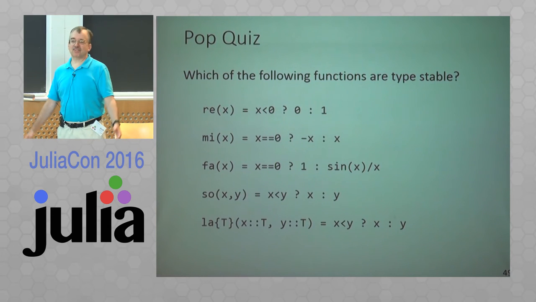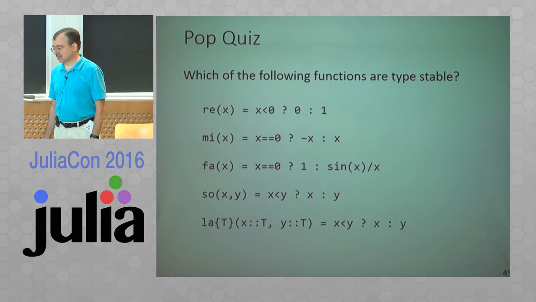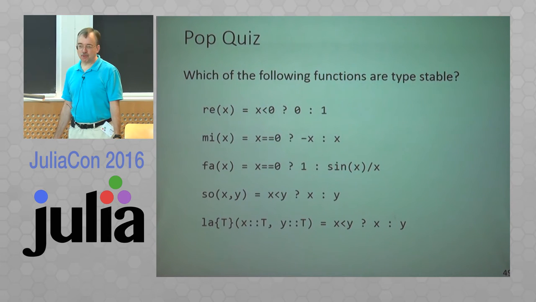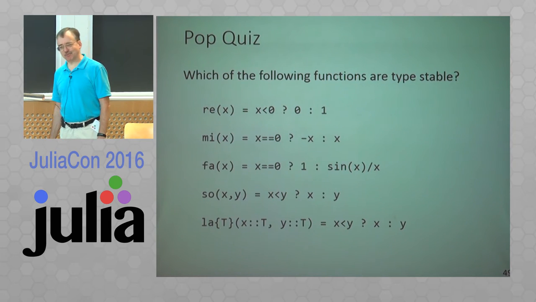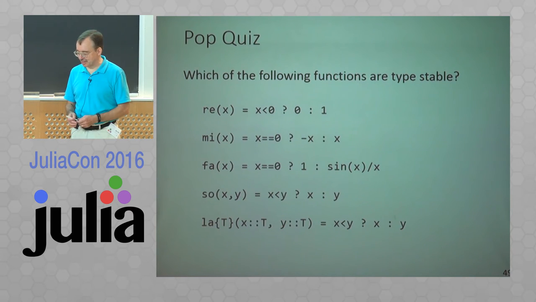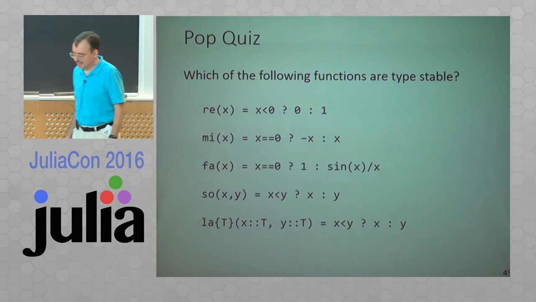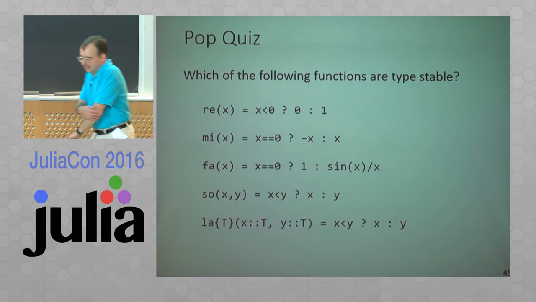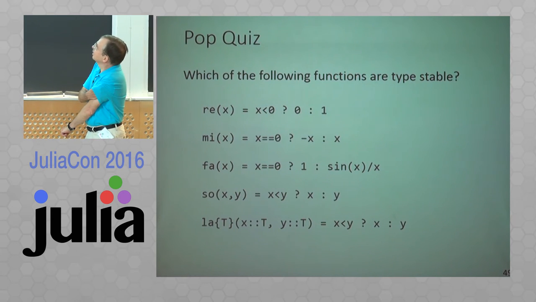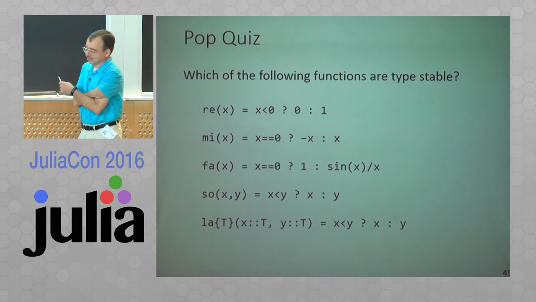All right, the second one, the minus of x, is that type stable? How many people think it's always type stable? What if I say, is it type stable? People aren't totally wacko about what negative x means. Yeah, it's type stable if negative x returns the same type as x. Yeah, it would be type stable. Fa here. All right, is fa type stable? No. Yeah, it's probably hopeless.